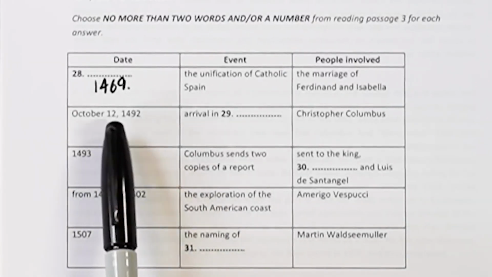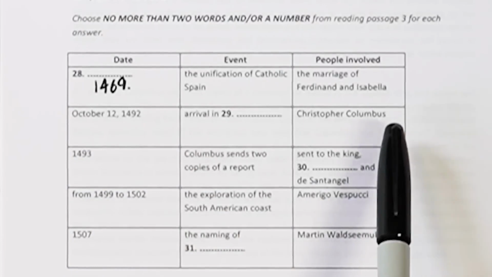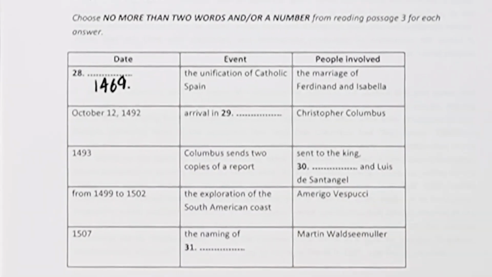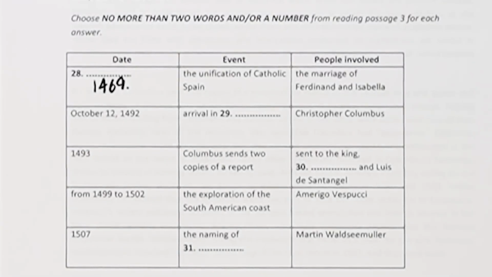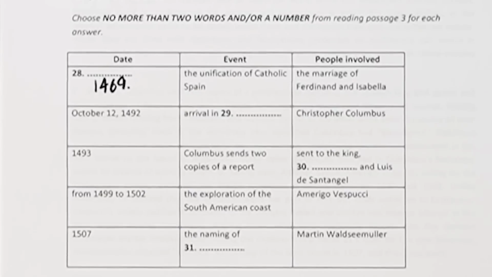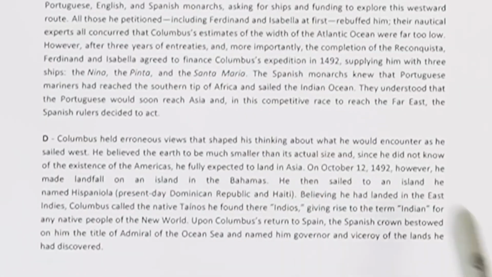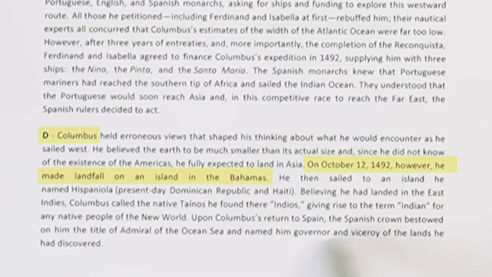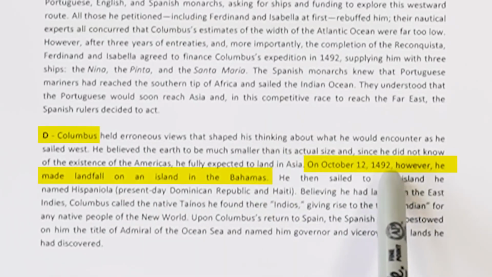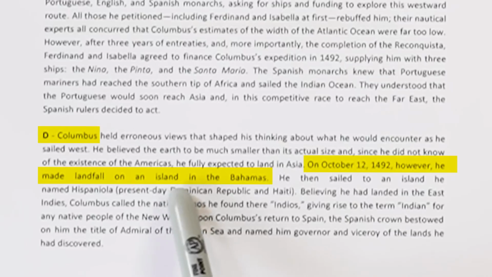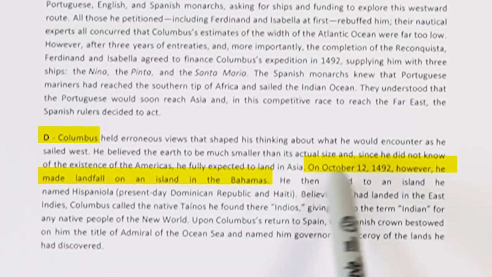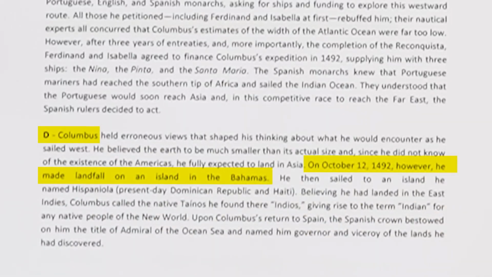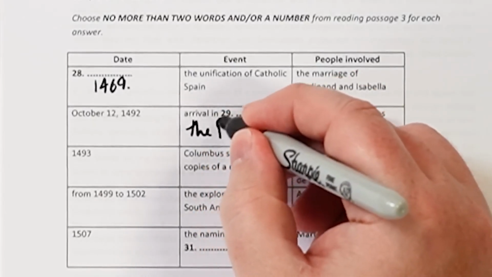Okay, so something happened on October 12, 1492, and it involved Christopher Columbus, probably his arrival in, we all know, but I'm sure Christopher Columbus arrived in many different places. So we'll double check that it is not just America. Might not be. So scanning for October 12, 1492, scanning here. Let's read it carefully. On October 12, 1492, however, he made landfall on an island in the Bahamas. So we're going to make sure it says he, but is it definitely talking about him? Columbus, yes. So we're going to put arrival in the Bahamas.